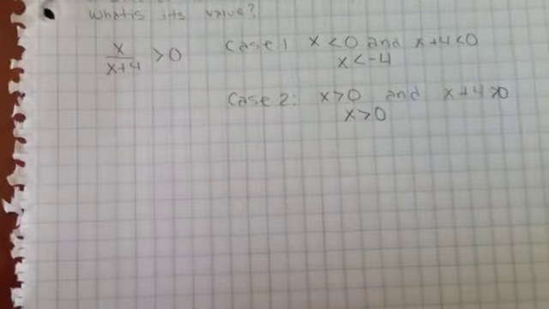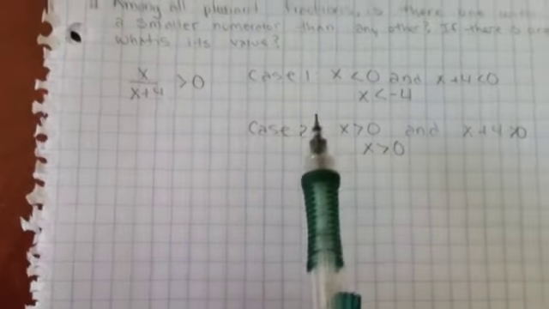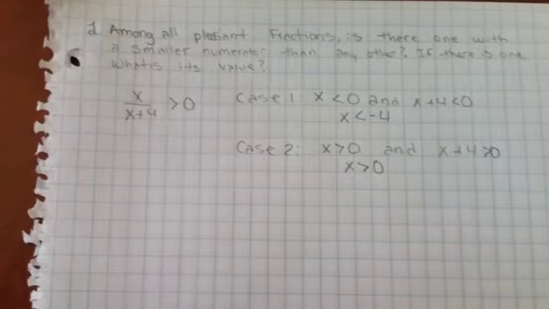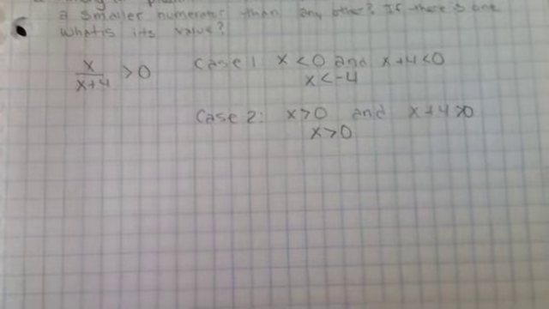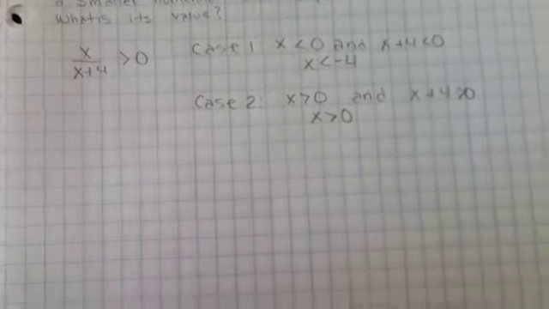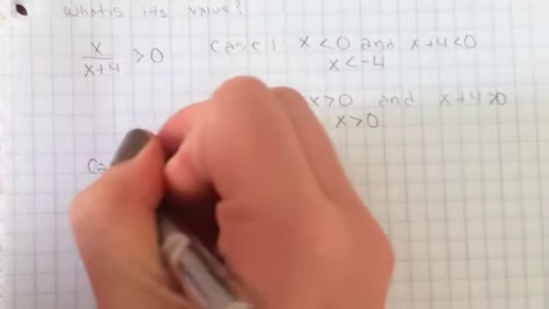So we're just going to start by solving case 1 because we are looking for the smallest numerator and it does not have to be greater than 0, so a negative number is less than 0. For the numerator at least.